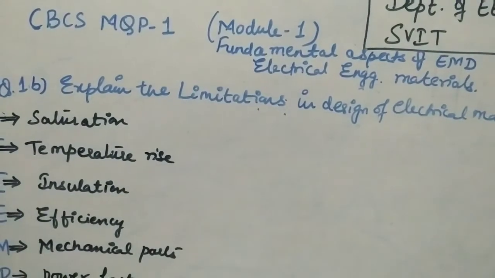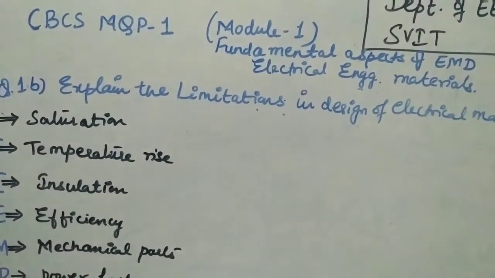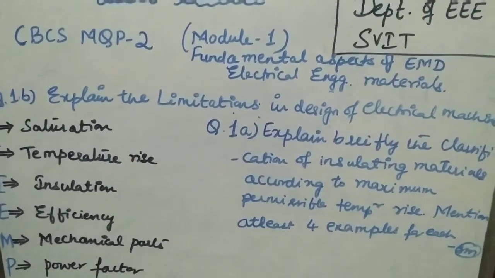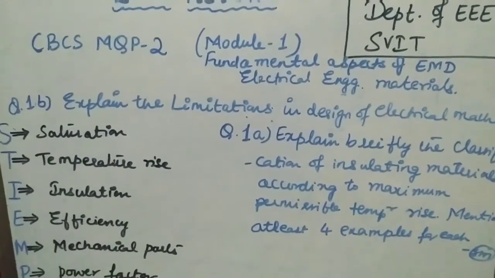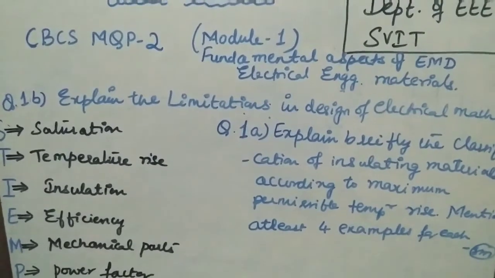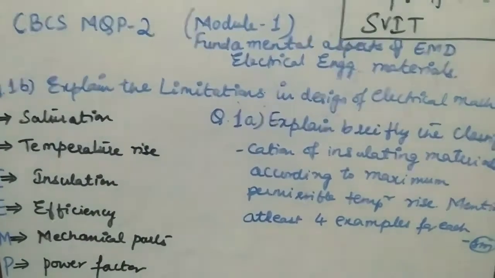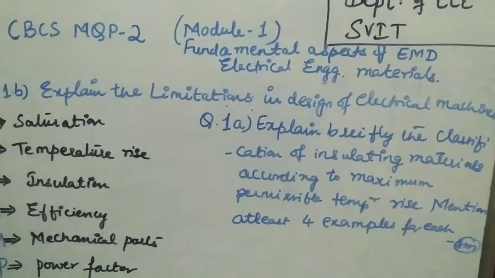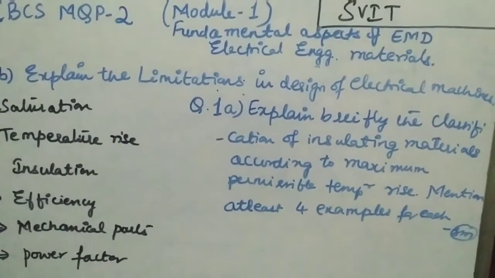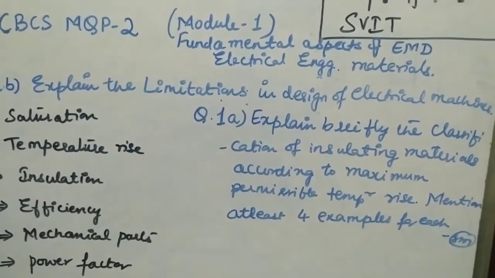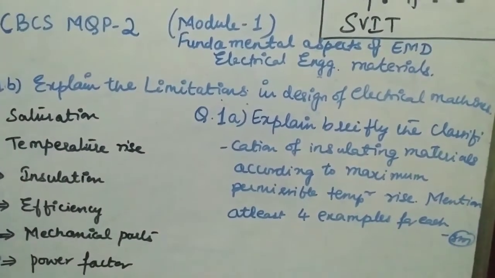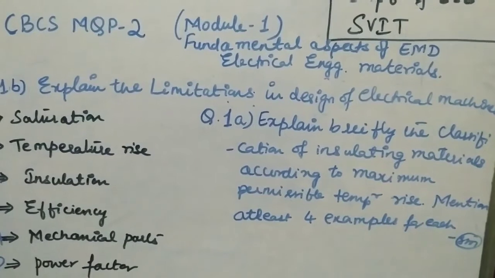So let us concentrate again on module 1. Now coming to model question paper 2, the same questions that we discussed just now have been asked, but they have been interchanged. In 1A, it is asked to explain briefly the classification of insulating materials according to the maximum permissible temperature, and mention at least 4 examples for each.